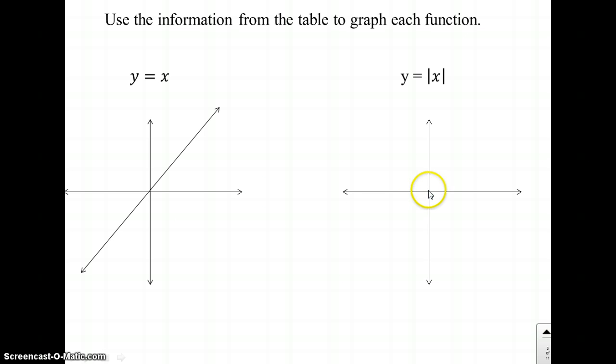Now when x was 0, y is still 0. 1 and 1 are still true. 2 and 2 are still true. 3 and 3 are still true. But when x is -1, y is no longer -1. Y is now +1. When x is -2, the absolute value of -2 is +2. So we get a curve that looks like a V. So it's no longer a single line. That's the positive values, and then we take the negative x's and take the absolute value. They become positive. So that's the graph of y equals absolute value x. All right.